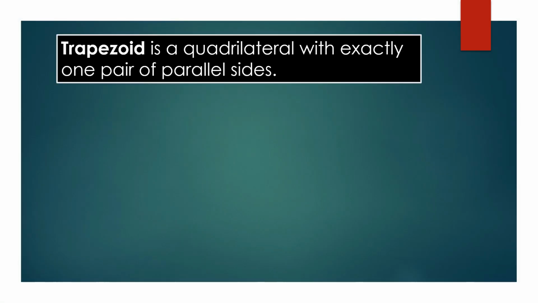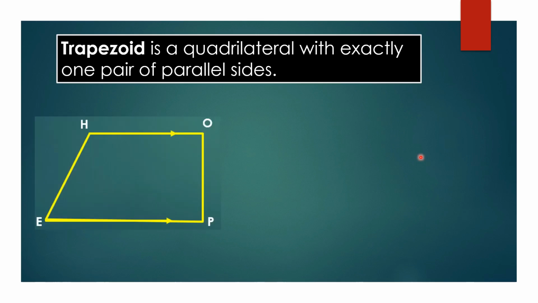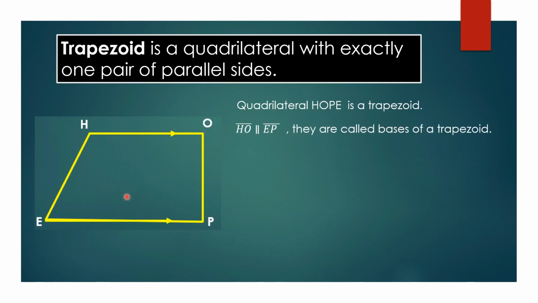What do you call a quadrilateral with exactly one pair of parallel sides? It is called a trapezoid. Quadrilateral HOPE is a trapezoid. Segment HO and segment EP are parallel, and they are called the bases of a trapezoid.